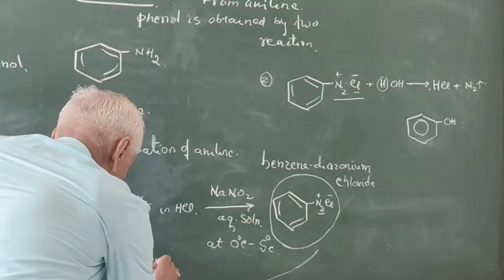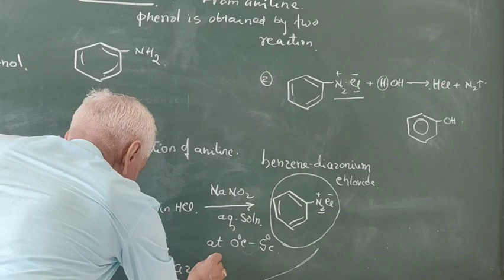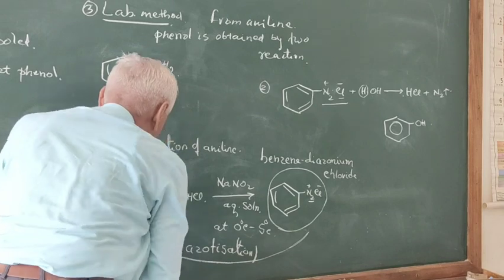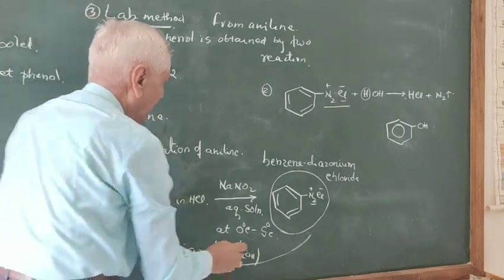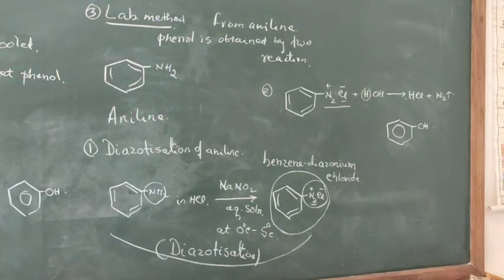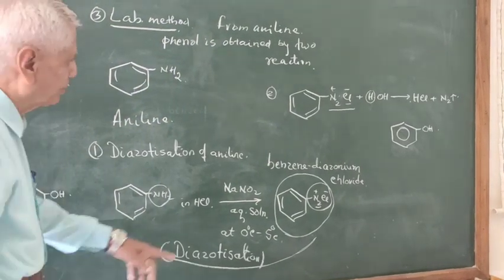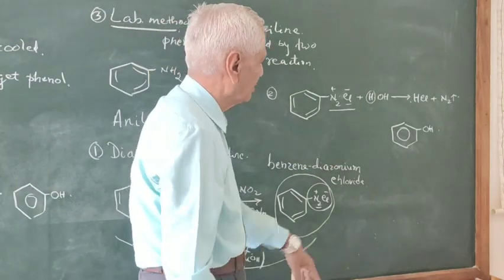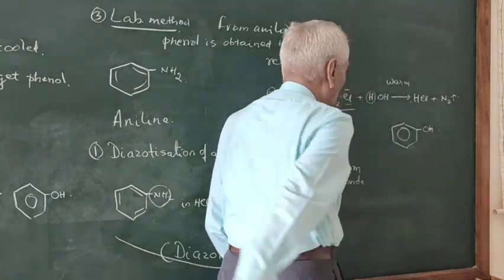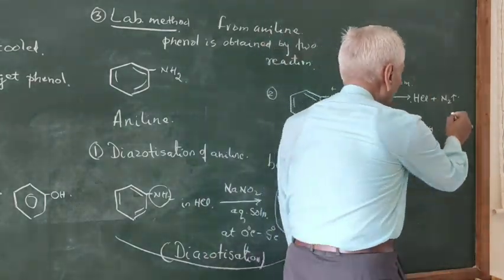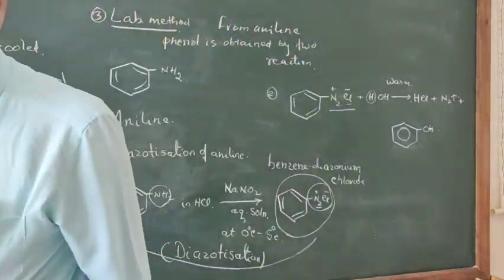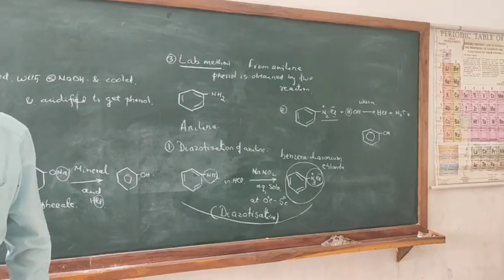So this reaction is called diazotization. That means NH2 group is replaced by N2Cl. So this reaction is called diazotization reaction. And benzene diazonium chloride, which is obtained, is warmed with water. And you will get phenol. So that is how phenol can be prepared in laboratory very conveniently.